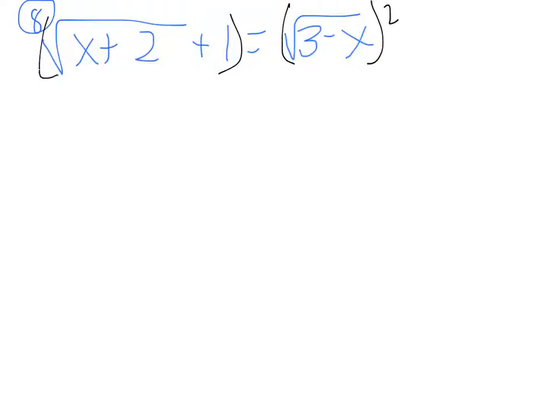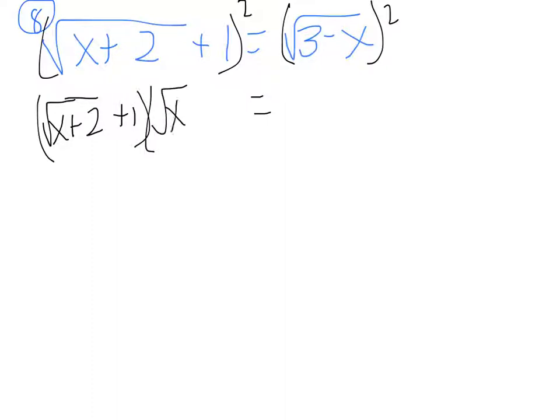Now what is unfortunate about this problem is that on the left side, the squared and the square root do not cancel out because you have that plus 1 there at the end. So when we square it, we will have two square root of x plus 2's and then plus 1. The right side, the radical does get eliminated, so you are left with the radicand of 3 minus x.